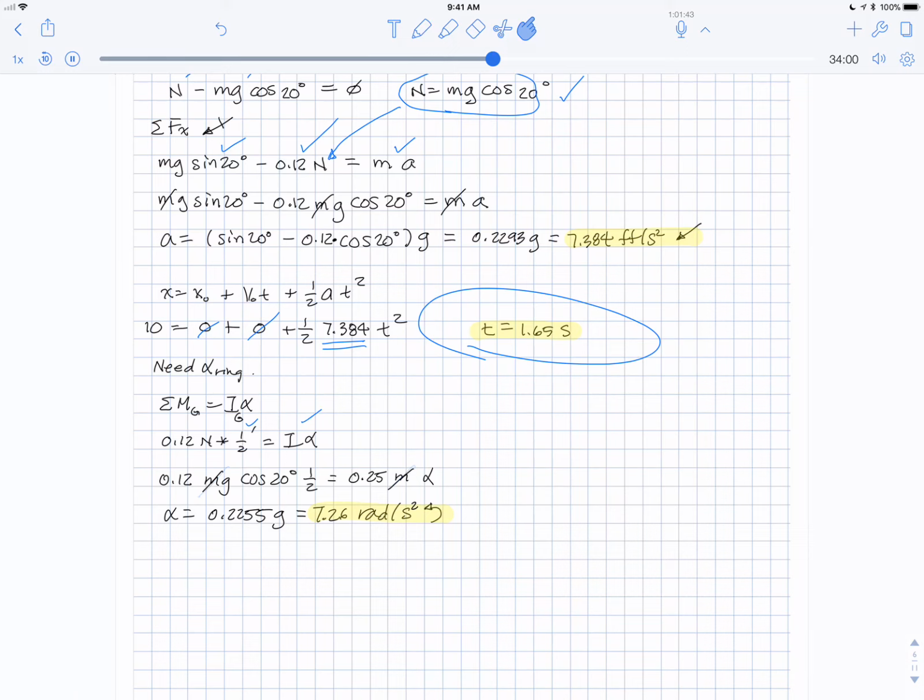equals I alpha, and we figured out earlier m was 0.25 m. I was 0.25 m. And we know that N was mg cosine 20 degrees. And again, the m's cancel out. That's nice. And you can solve for alpha. And alpha is 0.2255 g, which comes out to 7.26 radians per second squared.